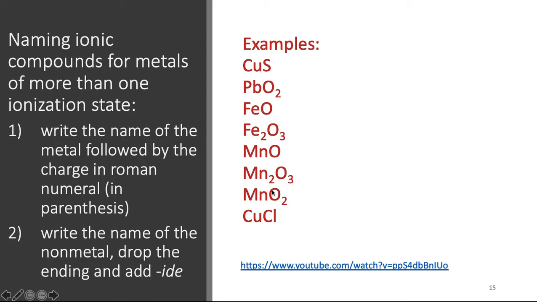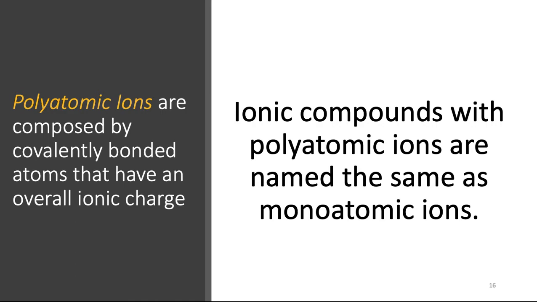Same thing with manganese here. I have 3 different oxides. I have to specify the charge of the manganese, and that tells me which one of these compounds I'm talking about. Once again, I've made a video on how to do all of these, so watch that to get an idea of how to name those compounds that have metals that form multiple ions. Let's keep going. Oops, I had one more.